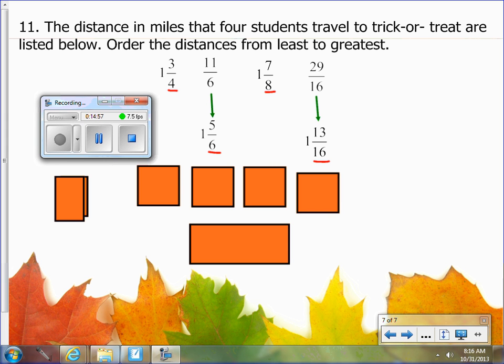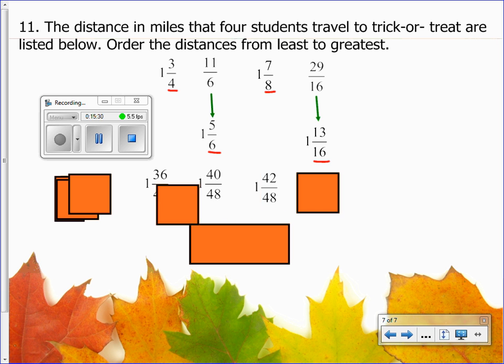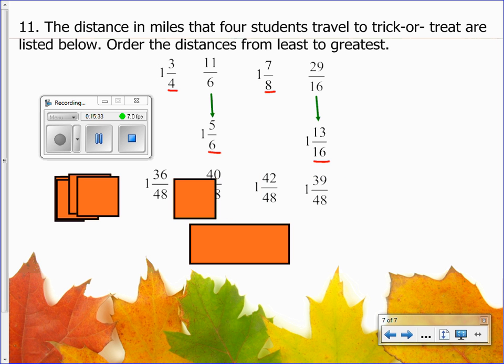Now I'm noticing that they each are close to a whole. 3 out of 4 is close to a whole, 5 out of 6, 7 out of 8, and 13 out of 16. Now again, some of you can tell by looking, but if you're not sure how to look, you can find the least common denominator for those four numbers. So 1 3/4, the equivalent fraction to that would be 1 36 over 48. So notice that in each of the rest of them, we change them to equivalent fractions.